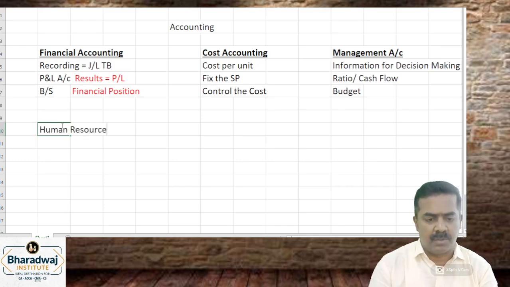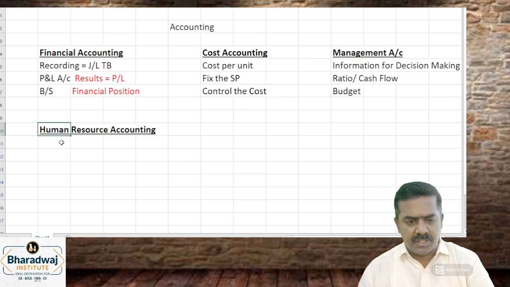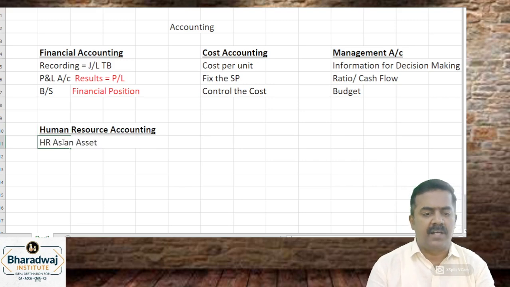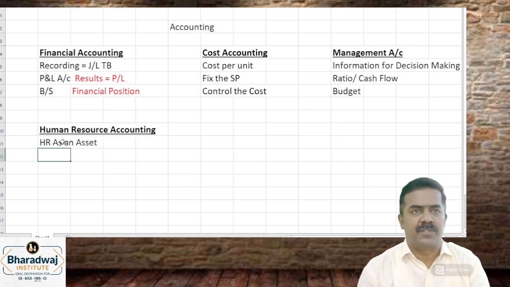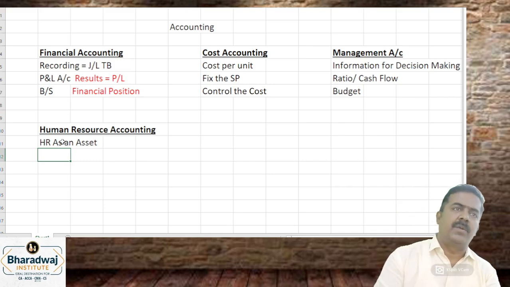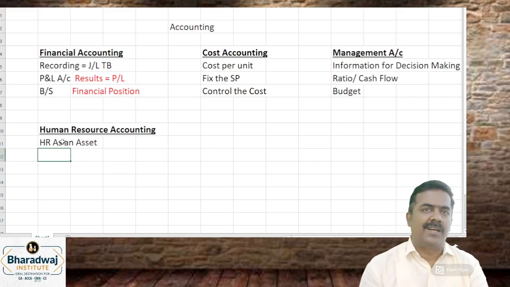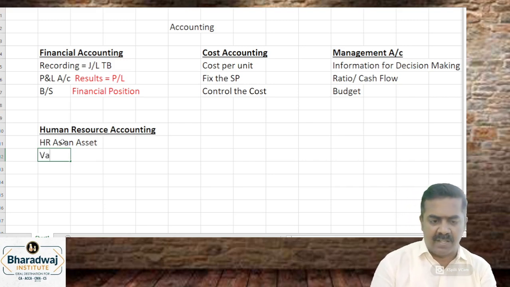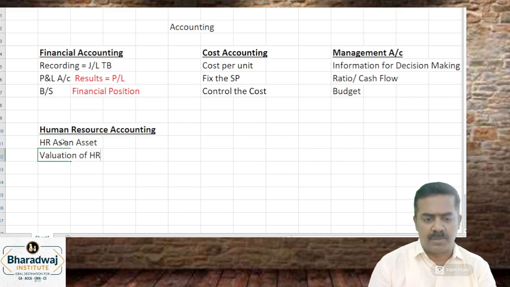Next branch of accounting is which accounting? Human resource accounting. What is human resource accounting? This branch of accounting aims to record human resources as an asset. Employees are assets. They give future economic benefits. Attempting to treat human resources as an asset is what is called human resource accounting. It deals with valuation of human resources.